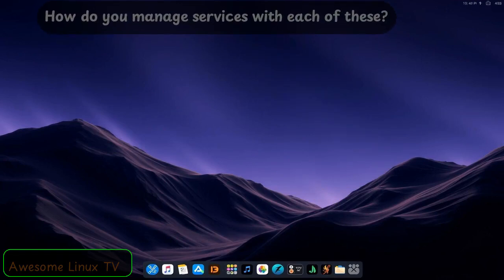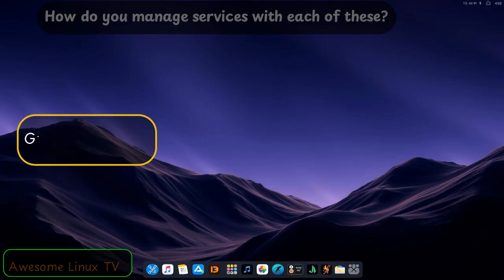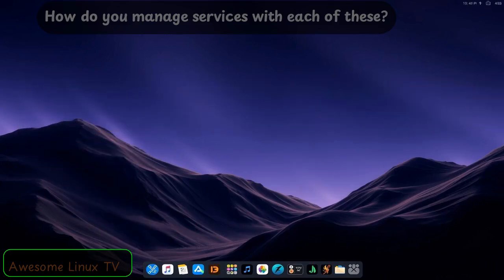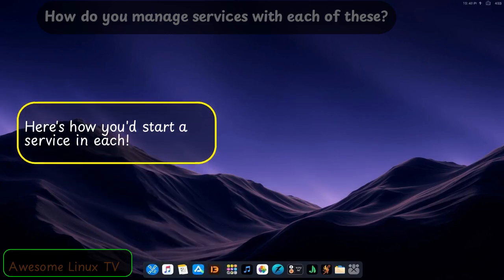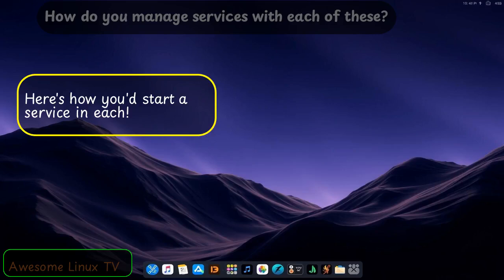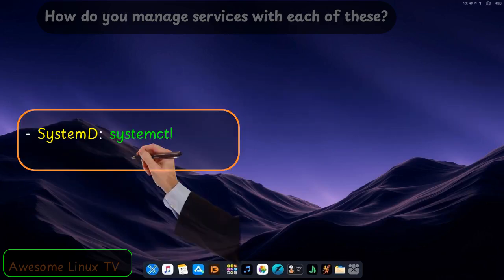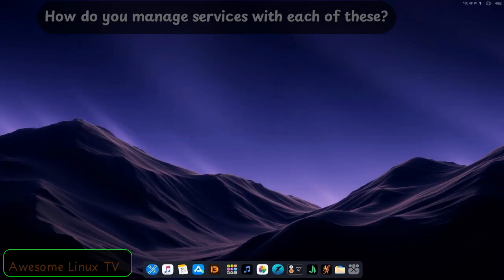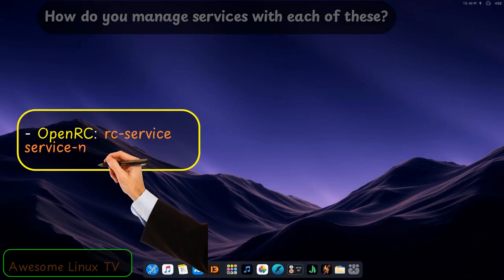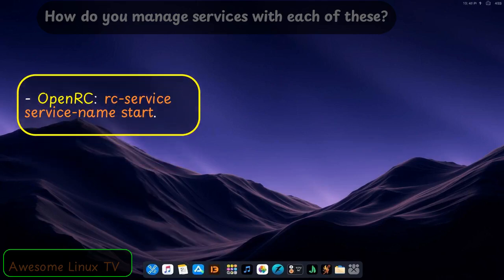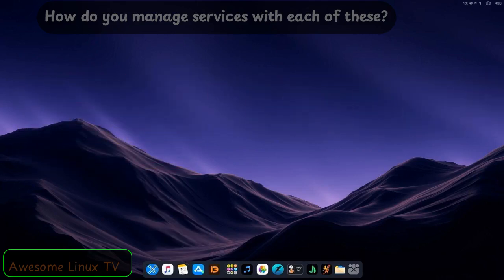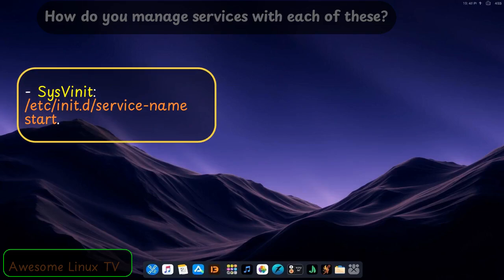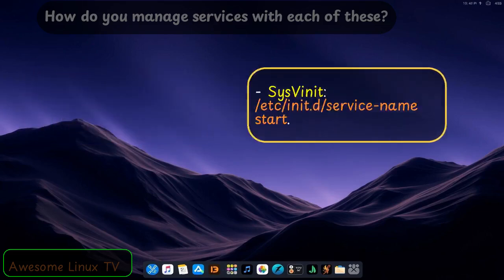How do you manage services with each of these? Great question. Here's how you'd start a service in each. SystemD: systemctl start service-name. OpenRC: rc-service service-name start. SysVinit: /etc/init.d/service-name start.